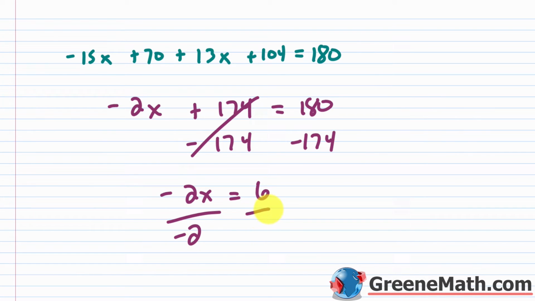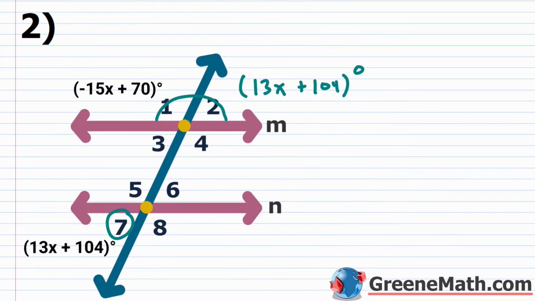Let's divide both sides by negative 2, and we're going to find that x is equal to negative 3. Now, this is not your answer. You're going to come back up here, and you're just going to plug in for x. So I know that x is equal to negative 3. So for this one, you have negative 15 times negative 3, and then plus 70.